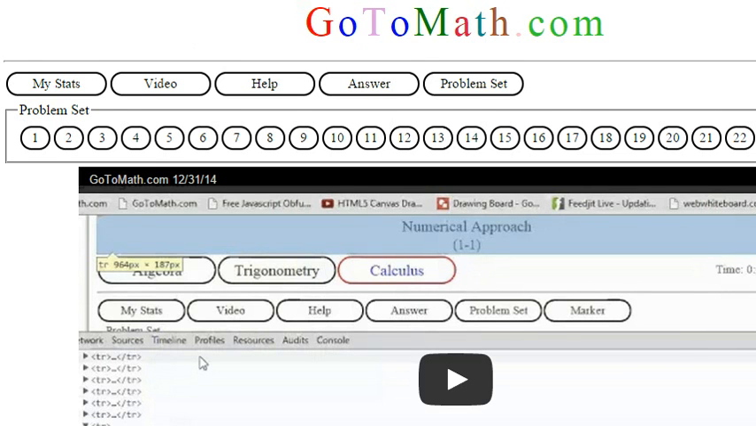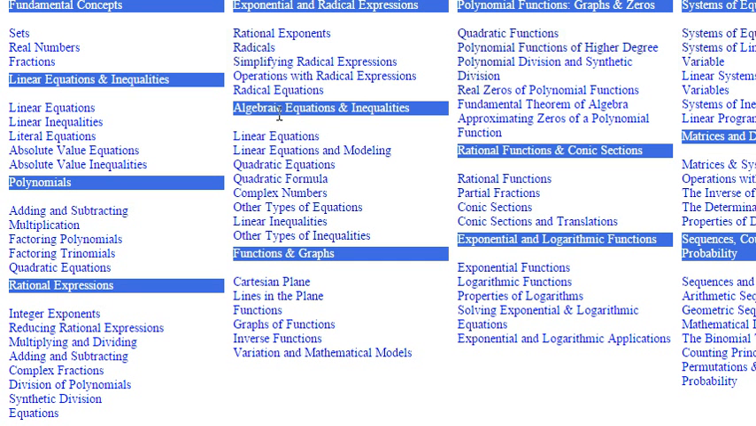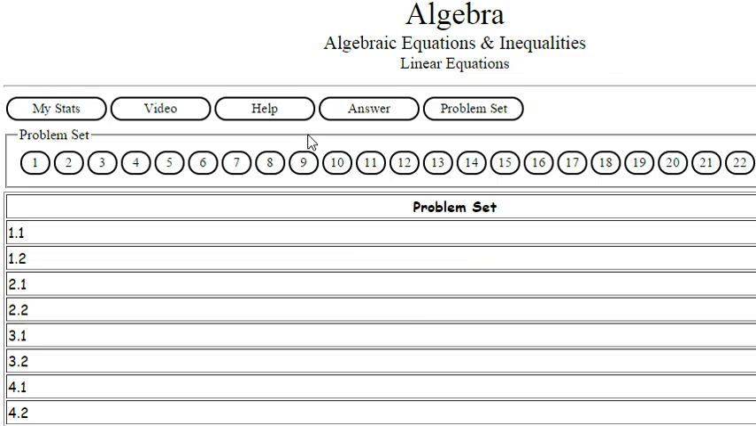Here at GoToMath.com, click on the algebra. Let's go down to under Algebraic Equations and Inequalities, Linear Equations. The reason I say that is because there's actually two sections labeled Linear Equations. The first one's kind of for beginners. This is a little bit more advanced, especially this problem. Man, you're not going to believe what's about to take place with this problem.